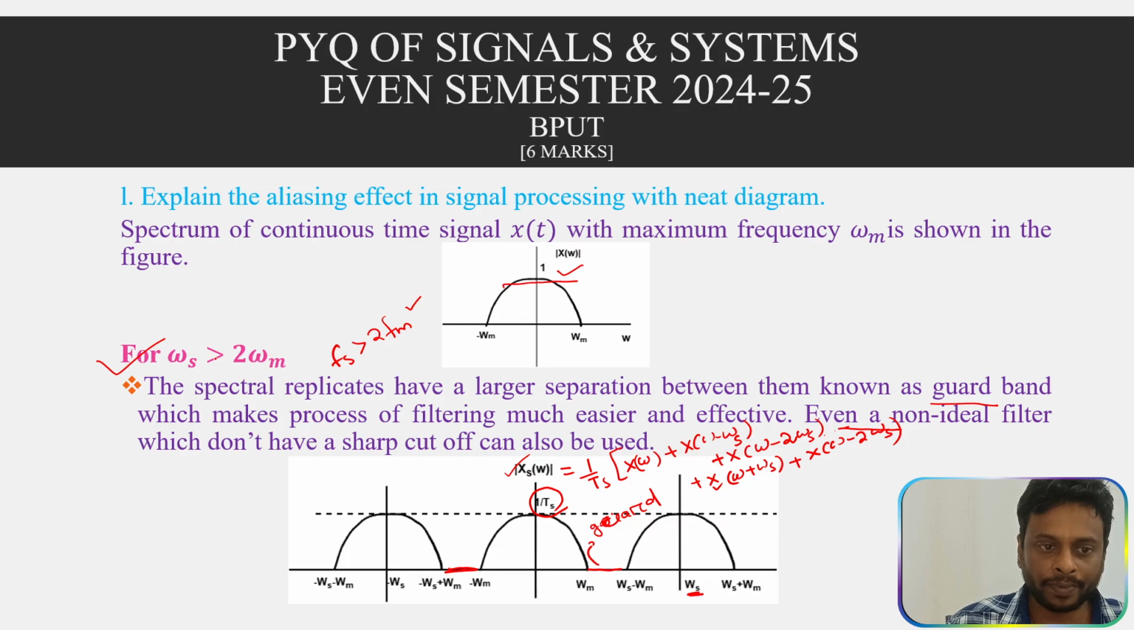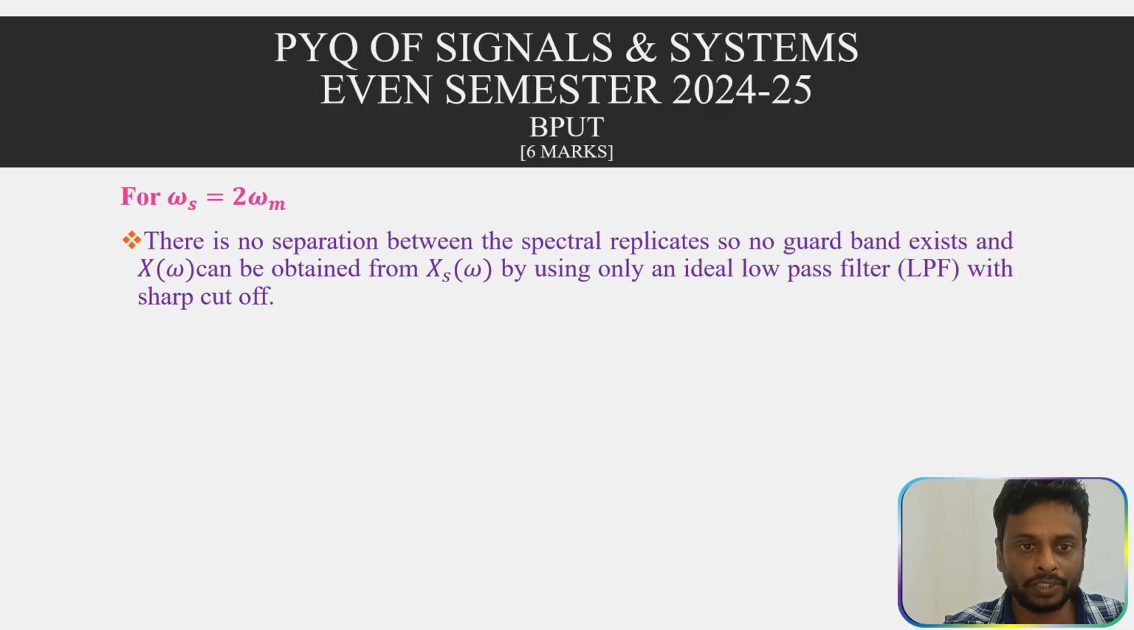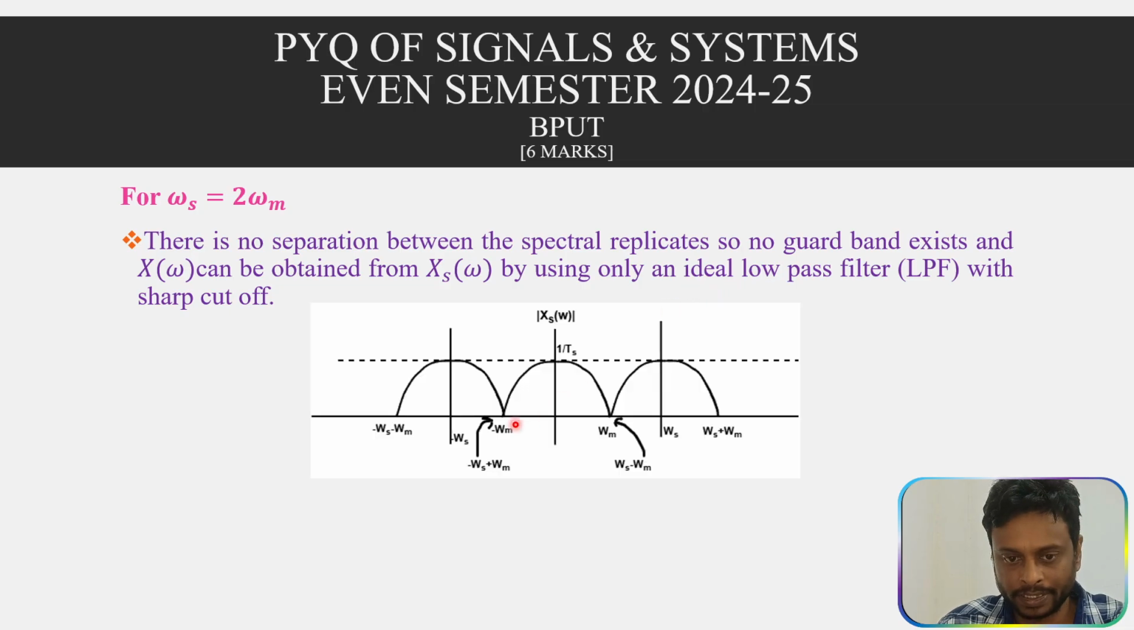So this is the case when ωs is greater than twice ωm. Now let us see when ωs is equal to twice ωm. In this case, there is no separation between the spectra, there is no guard band. But in this case also, X of ω can be obtained from the sampled values, only by using the ideal low pass filter with sharp cutoff. So you can get back the original signal from the sampled signal, but using an ideal low pass filter. This is when ωs is equal to twice ωm.